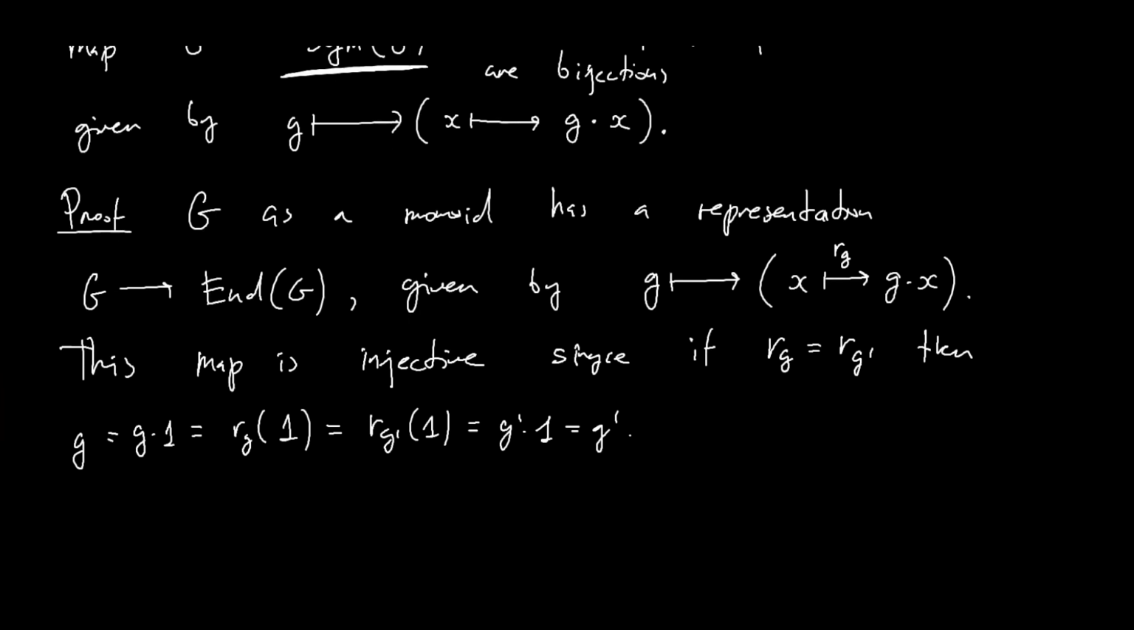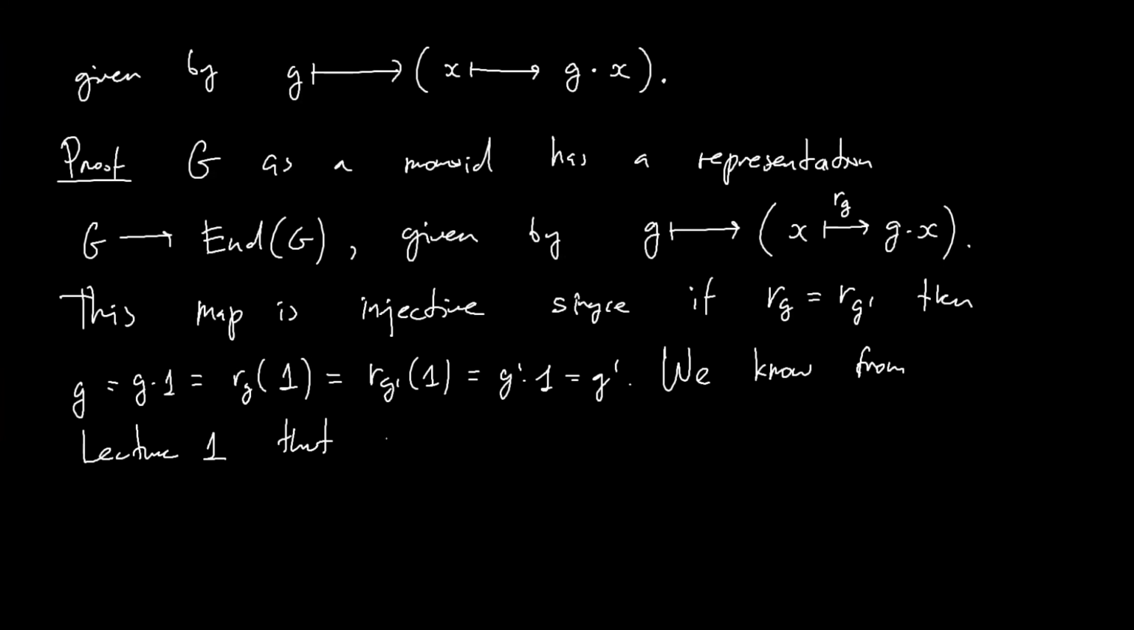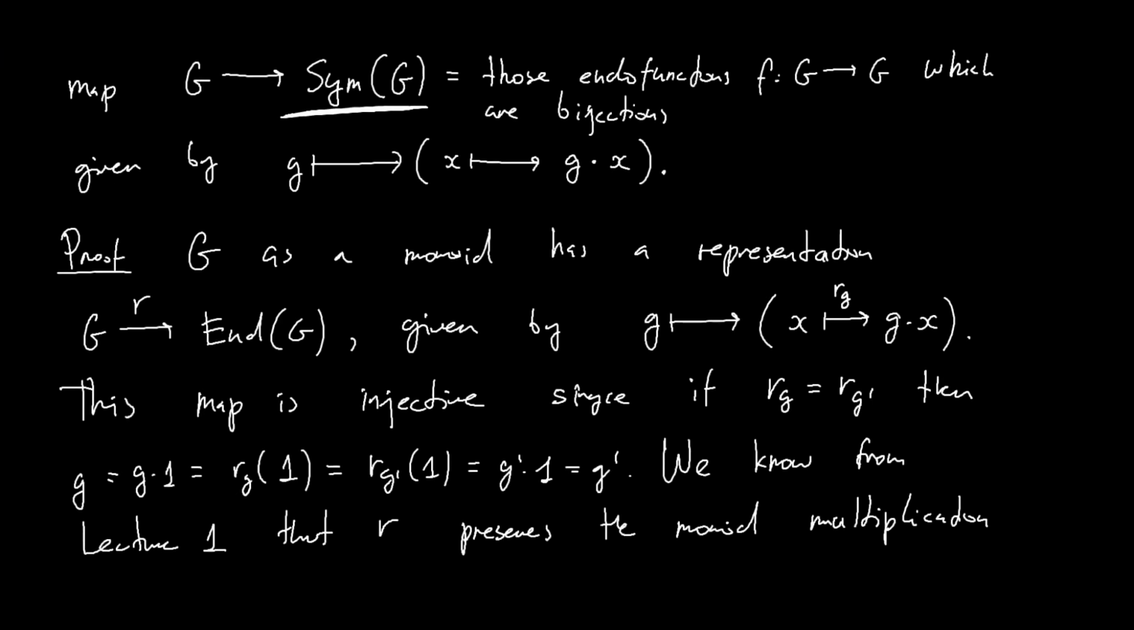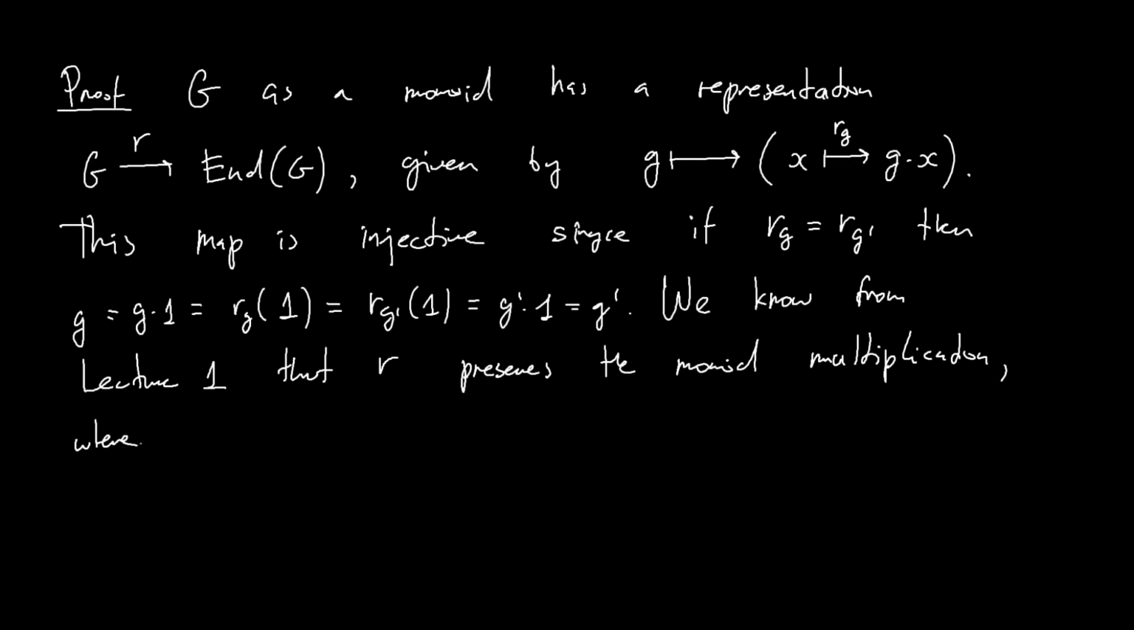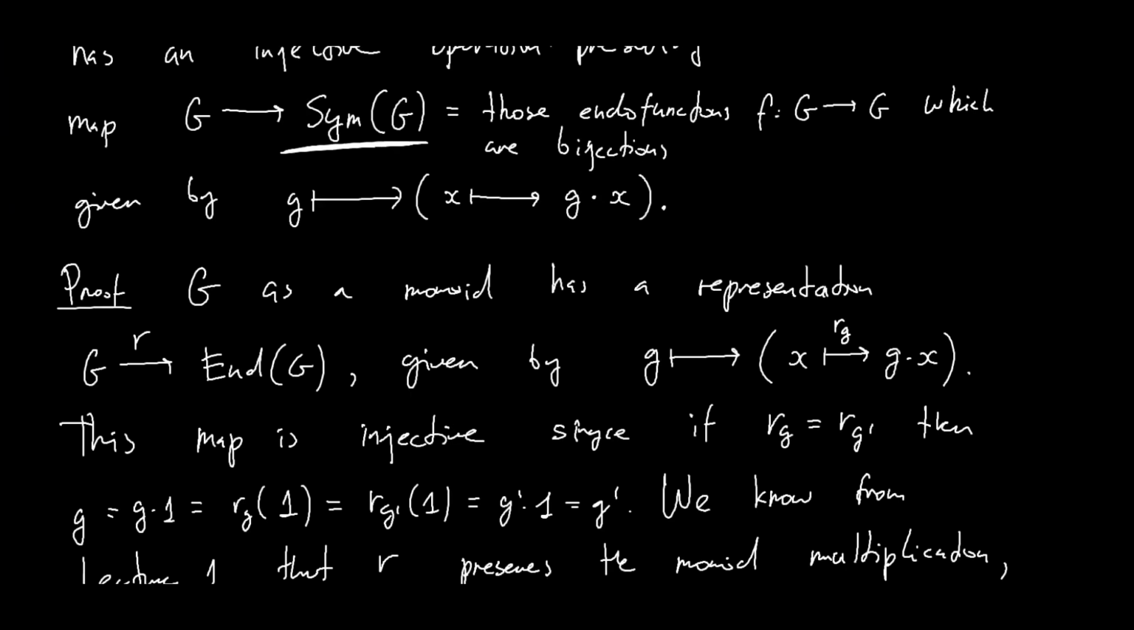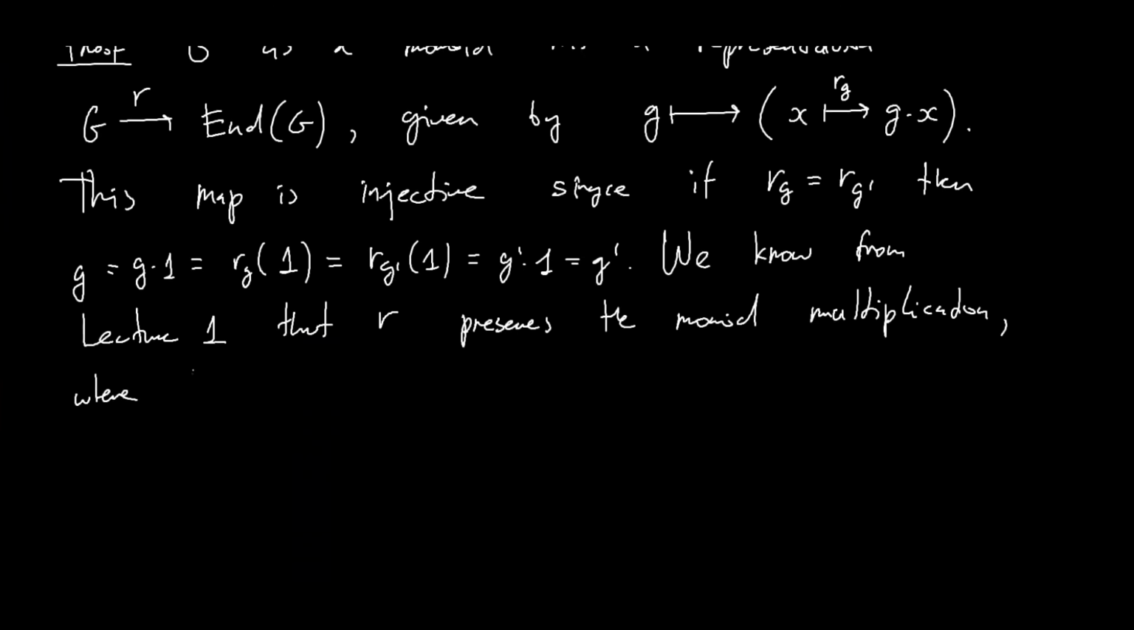Now, okay, so we know it's injective. We know from lecture 1 that this map, let's call it R as we did before, preserves the monoid multiplication, where, of course, G is seen as a monoid under composition of functions.